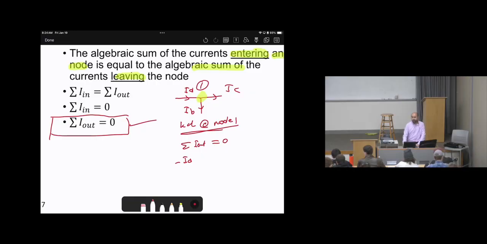Now, how about IB? Is it entering or leaving? Leaving. So it's the same as my assumption, so plus IB. How about IC? Leaving, right? Leaving node 1. So plus IC equals 0. That's it. The sum of leaving currents will be 0. Whenever you see any current entering, you will put a negative sign. That's it.